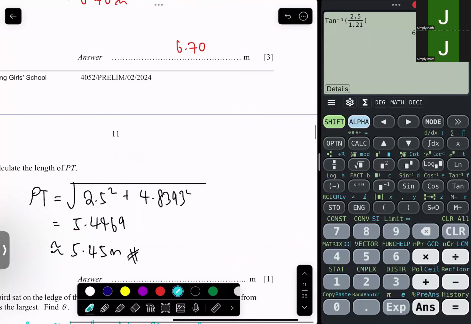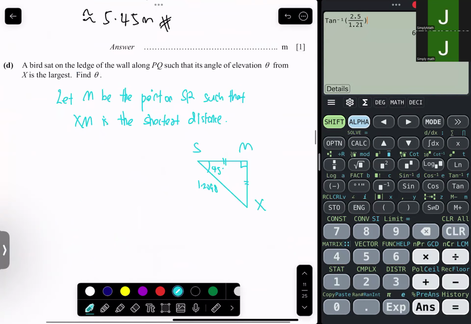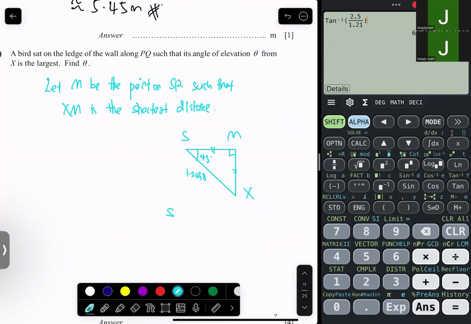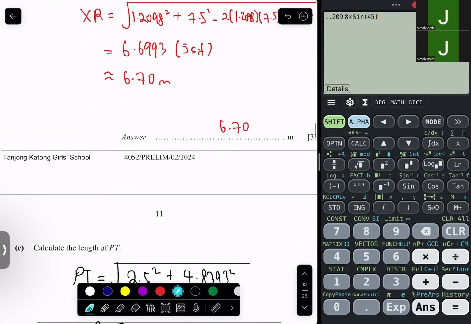Okay, so that means you can just use sine 45 equals to mx over 1.2098. So mx equals to 1.2098 times sine 45, so it's 0.85545. Okay, so that's the shortest distance.